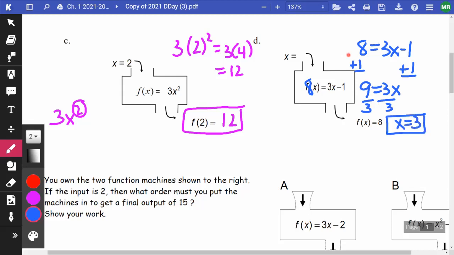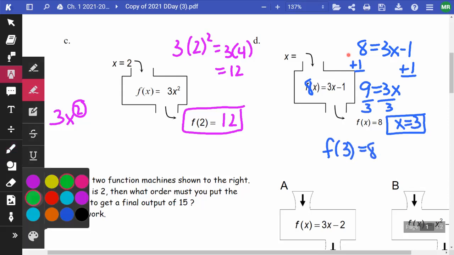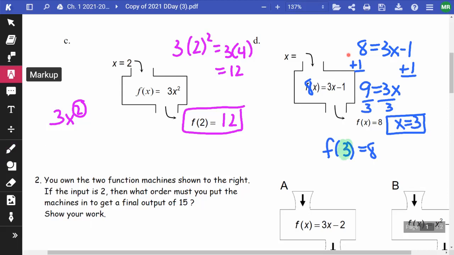That's my answer. So what does that mean? F of 3 gave me 8. Okay. So again, what did they want us to find? This 3. X = 3. They want us to find the input.